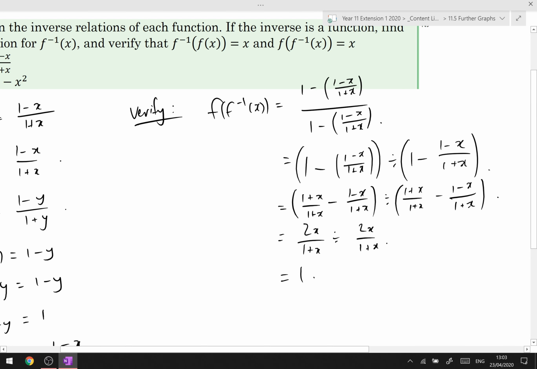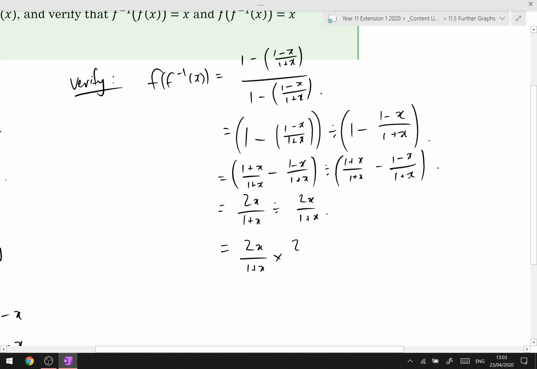So with that one being said, oh, we want it to be equal to x, don't we? So let's actually expand this out, or do it the long way. So we're going to go 2x over 1 plus x divided by 2x over 1 plus x. That's the same as 2x over 1 plus x times 1 plus x over 2x. So remember doing the reciprocal: to divide two fractions, multiply by the reciprocal.